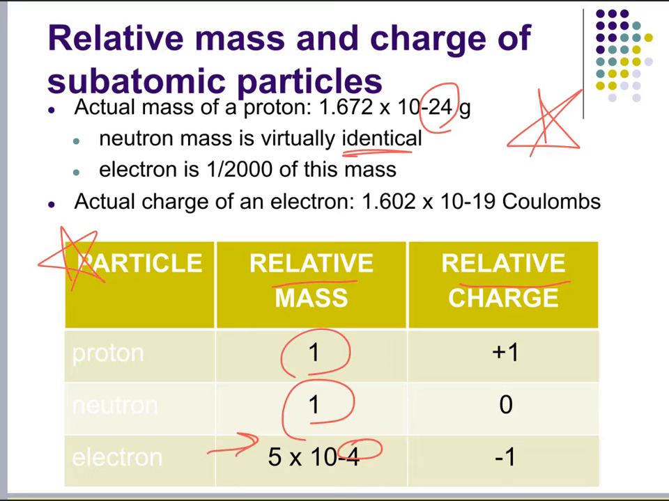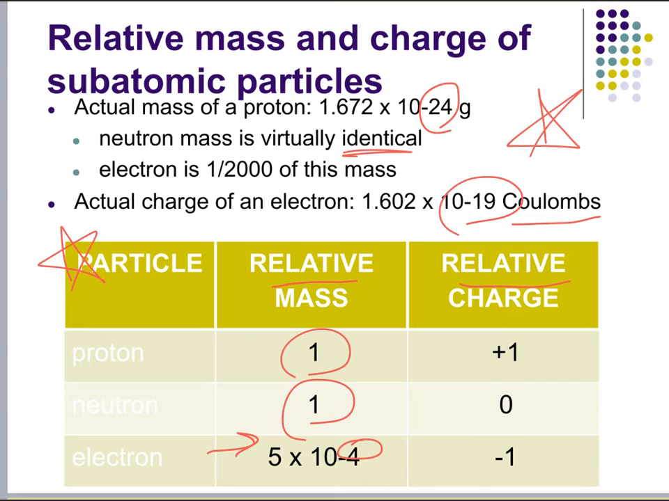Looking at charge, there is actually a measure of charge. You may have heard of this in physics. The unit for that is called coulombs, and that registers basically the attractive force between particles. So the charge of an electron is 1.602 times 10 to the negative 19th. Again, that should be an exponent.